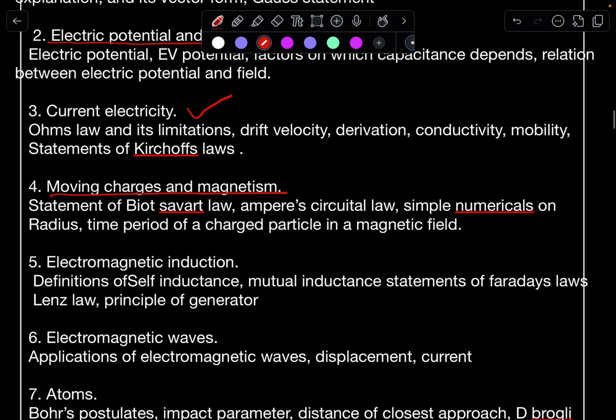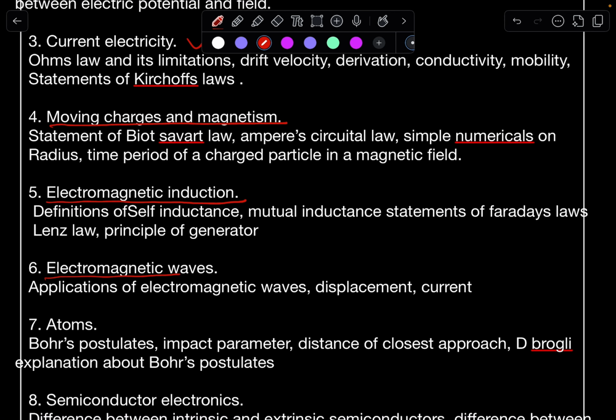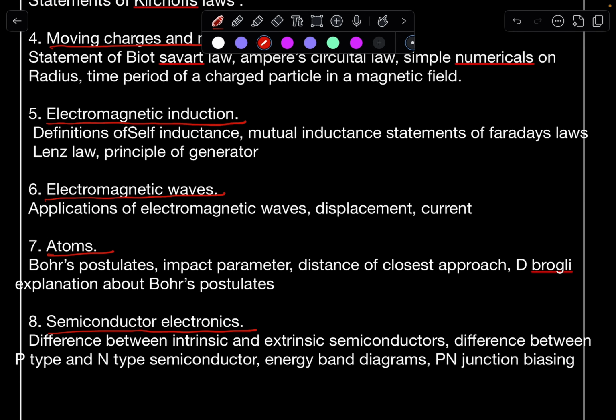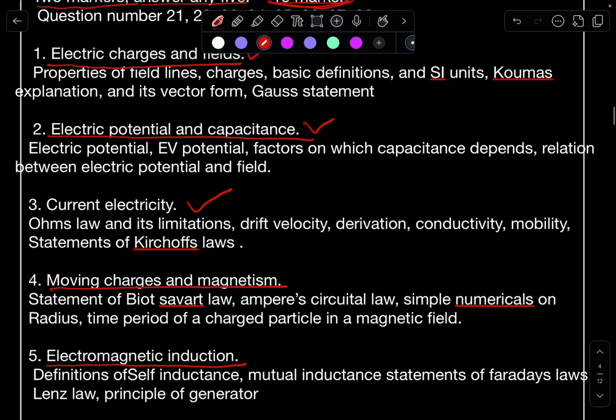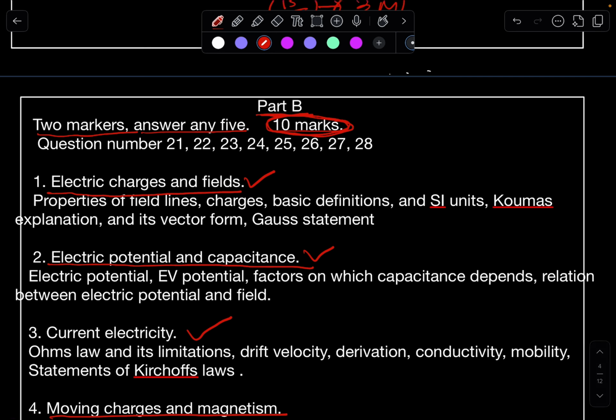Moving charges and magnetism, electromagnetic induction, electromagnetic waves, atoms, as well as semiconductor devices. So totally we have 8 chapters. That is the reason in section 2 also, in the question paper they will give 8 questions. Out of 8 questions you have to write only 5 questions, remaining 3 are internal choice.